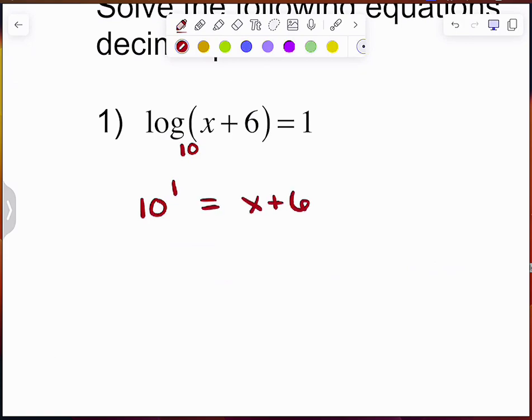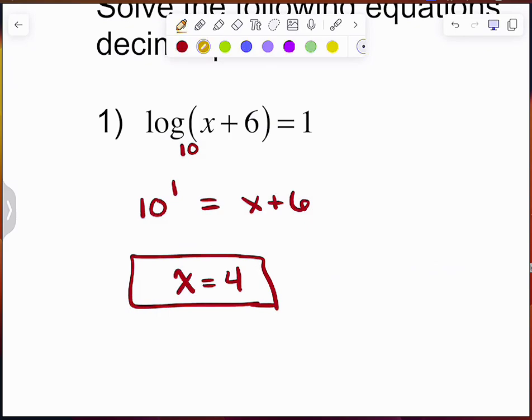That's it. That's the biggest thing in this entire section. Can you rewrite from a log to an exponent, from an exponent to a log, and you go whichever way you need to, and then it's just easy peasy solving. 10 minus 6 is 4, x equals 4. You do want to check your answer because you can get extraneous stuff with these. Because we're not allowed to take the log of a negative, so you want to check your answer. But log base 10 of 10 equals 1, so this one checks out. Questions?